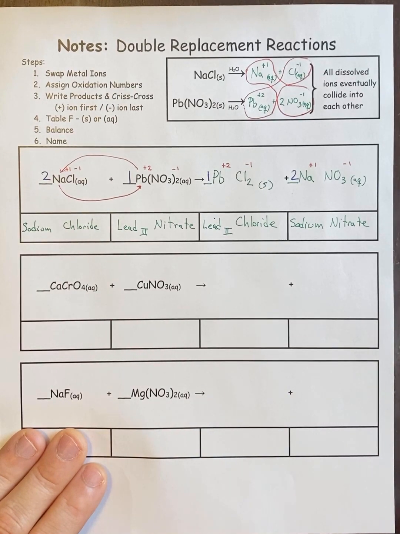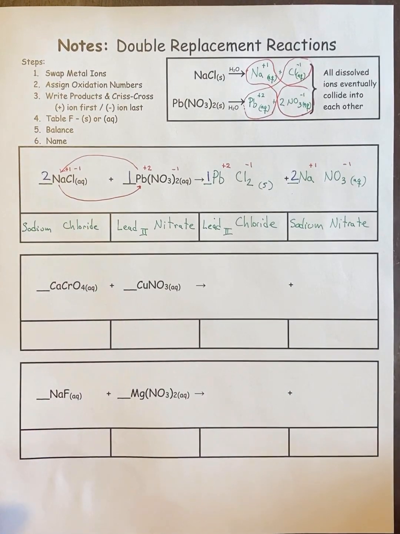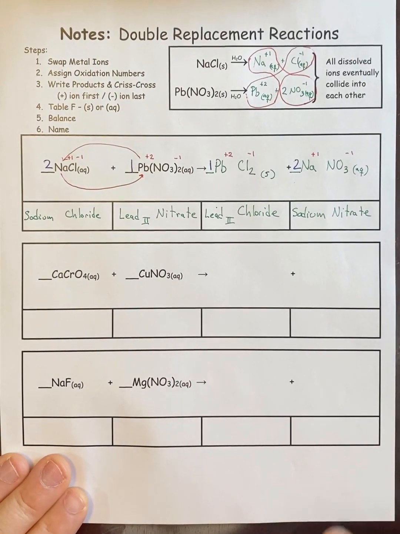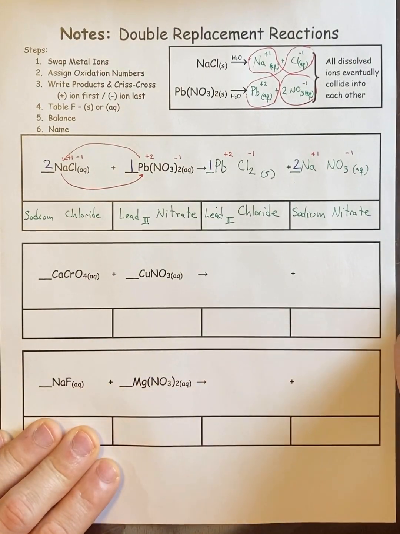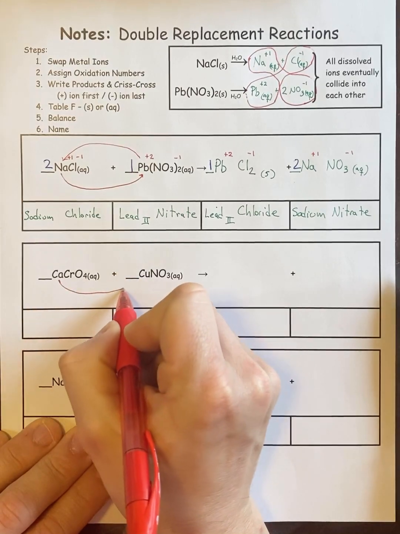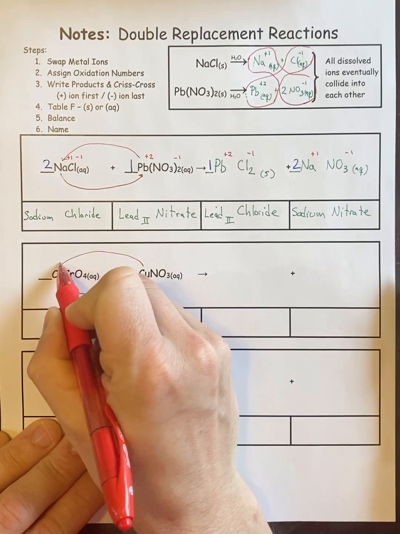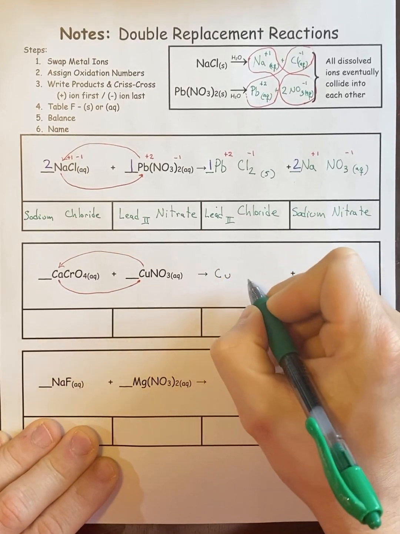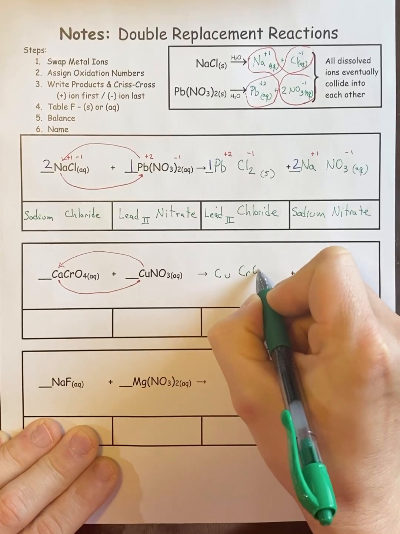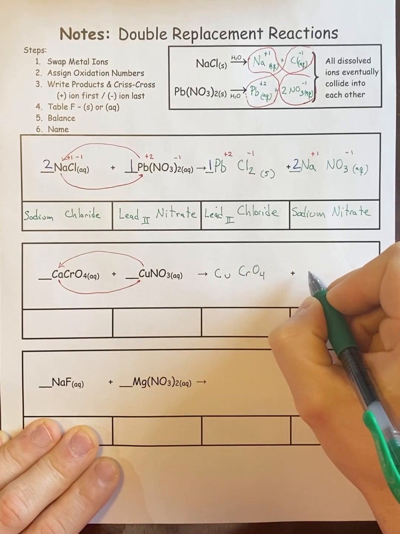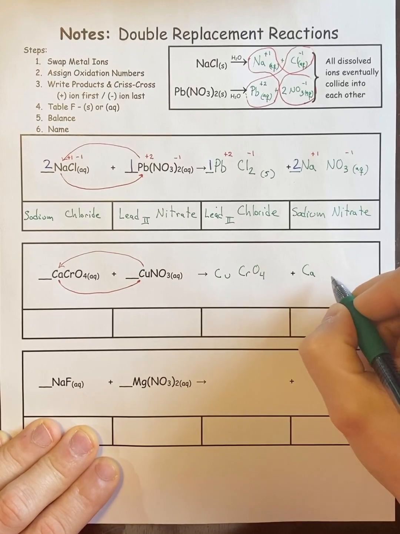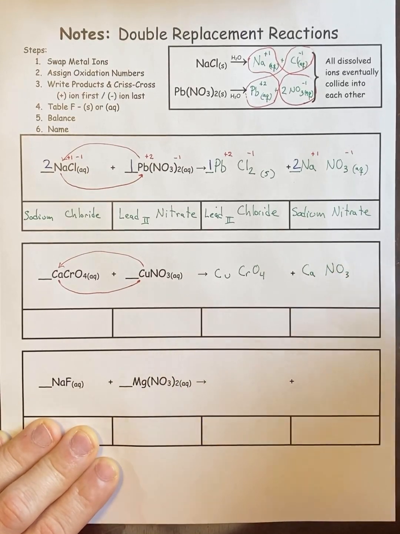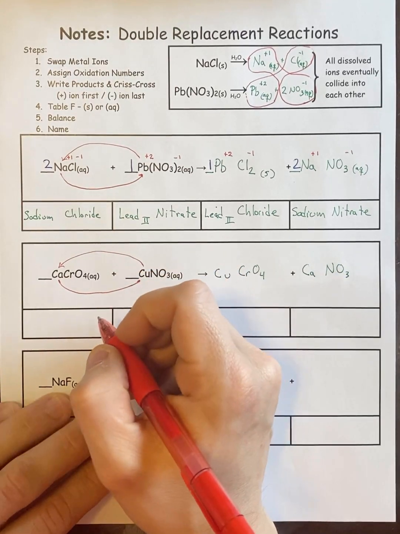I'm going to do the next two with you, and then the work for this is going to be done in the lab. We're not going to have a CASTLE learning on this. So next one. Switch the metals, rewrite them, assign the oxidation states.